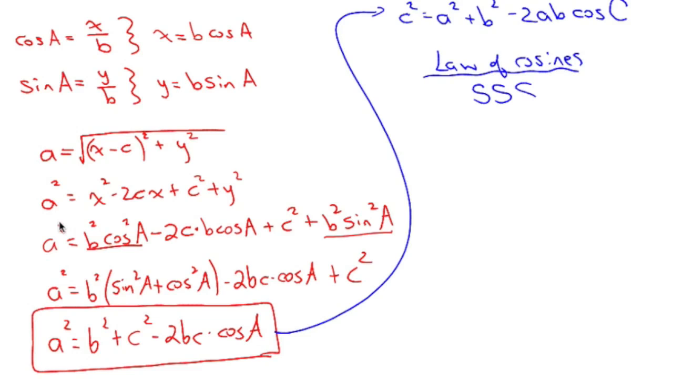Side, side, side is the best way to prove triangles are congruent, since you know each one of the sides. And side angle side, like the bottom two over there, guarantees one triangle. So, for example, let's do side angle side. We draw a triangle.